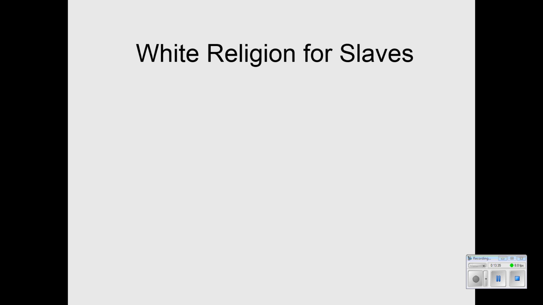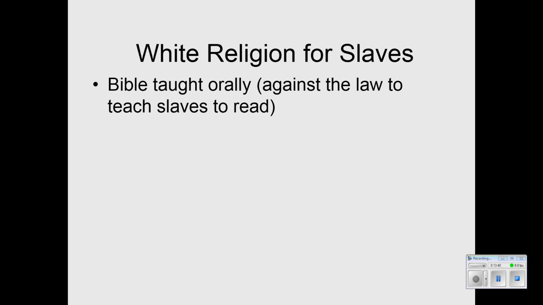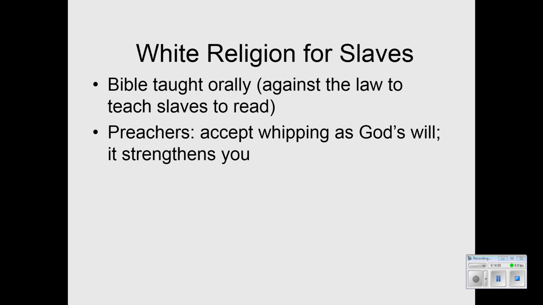Just a few words on religion for slaves. The whites in the 19th century came to promote religion, set up churches for slaves, because they thought that it kept them more peaceful. They taught the Bible orally because it was against the law to teach slaves to read. The preachers would say, accept whipping as God's will. It strengthens you. Their favorite biblical text was, servants, obey your masters. This is the kind of religion that they preached.